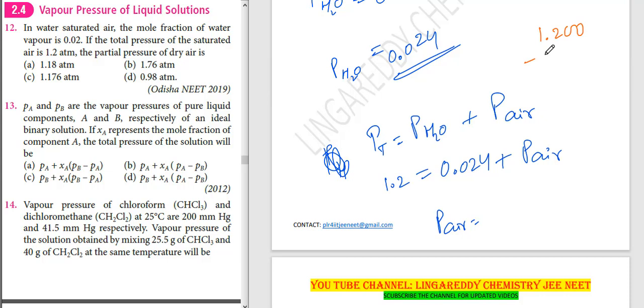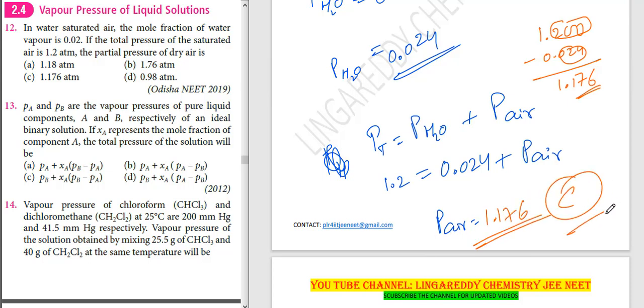1.2000 minus 0.024, you can get it 1.176. See, simply from 200 if you remove 24, then 176 you will get it, right? So 1.176, therefore C is the correct option. Okay, C is the correct option.